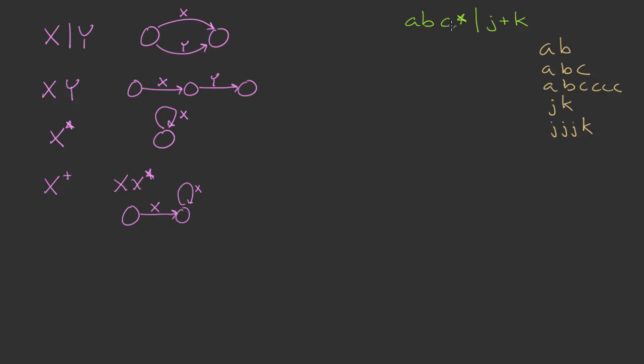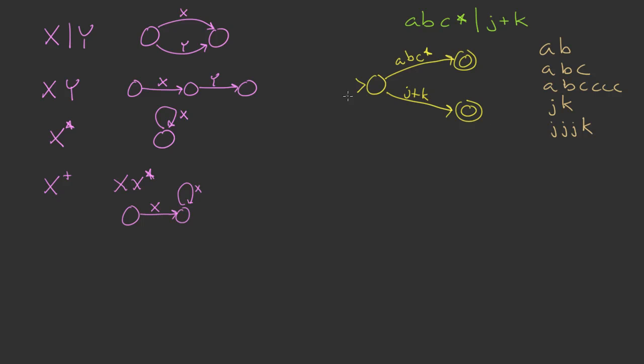So I'm going to do this in kind of two phases. I'm going to start with my initial state, with the arrow pointing to it, and then watch what I'm going to do here. I'm going to say this edge over here is A, B, C star, and this one down here is the J plus K edge, and both of these are going to end up in the accepting state.